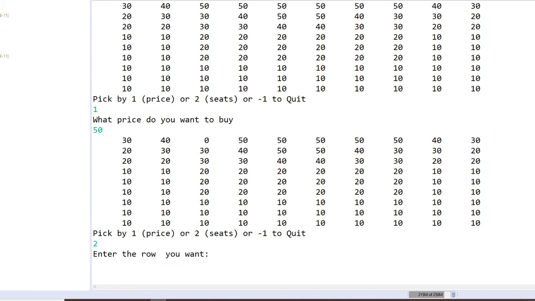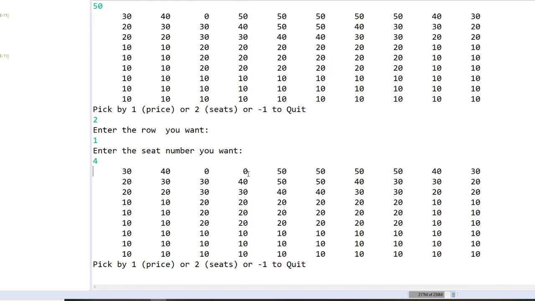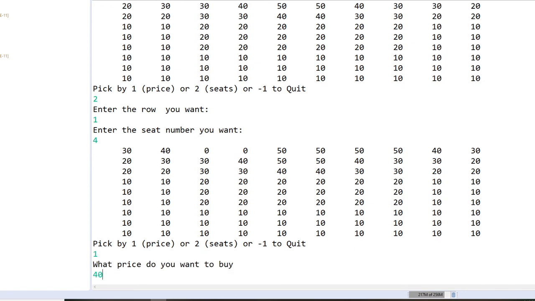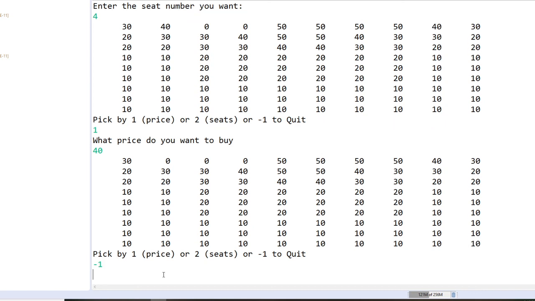I'm going to buy by seat, first row, the fourth seat. That seat is sold right now, zero. Then let's do another one. I want to buy by price, so I put one, and I put $40, and that $40 seat is taken right now. I finished my purchasing transaction. I put negative 1 and the program will stop. This completes your theater seating chart program, part 2. I hope you like this video.